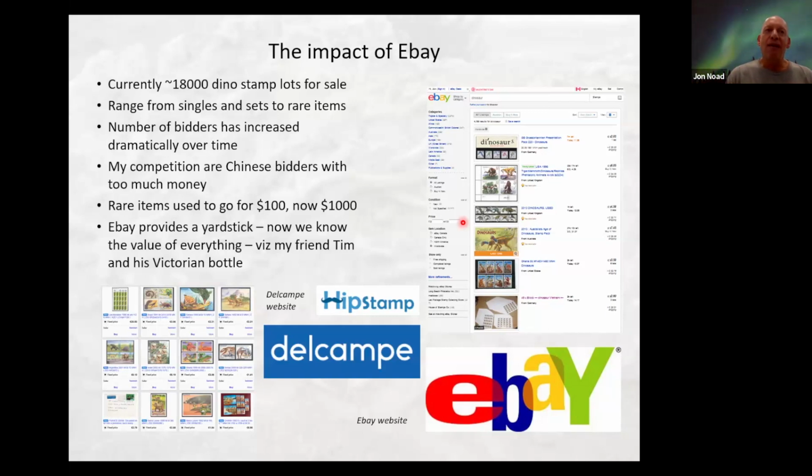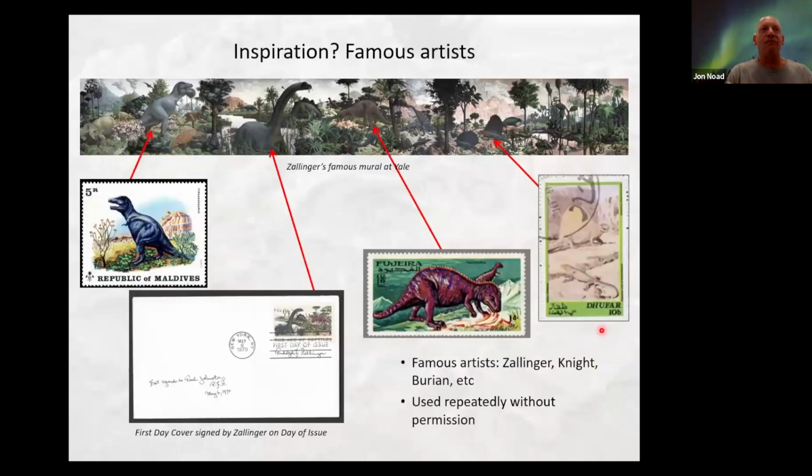I've got a friend, Tim, in the UK, and he had a Victorian bottle that had a marble in the top of it, and the gas would hold the marble in place. He was always telling us how much this was worth. I went on eBay to have a look. He thought it was worth maybe between 50 and 100 pounds, and on eBay, they were selling for about £1 each. So that's how much things are really worth, and it's very useful to have eBay out there to tell us.